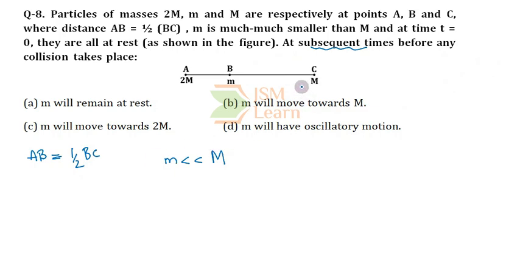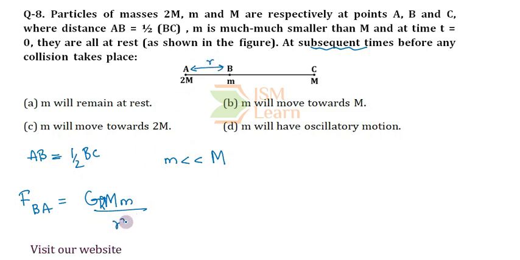As the time proceeds, what is happening here? In order to understand that, let us find the force acting on this small mass m. Let us denote the force on B due to A. The force on the particle at B due to A is G times 2M into small m by R squared, since the distance AB is R. So the force on B due to 2M will be 2GMm by R squared.